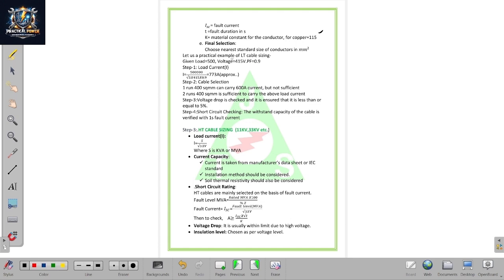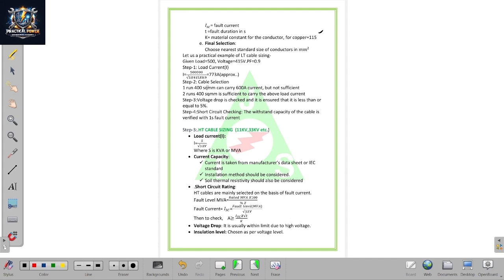Let us practically see a specific example for LT cable. Suppose the given load is 500 kilowatt and the voltage is 415 volt, and suppose the power factor is 0.9. In that case, first we have to find the load current. Here I is equal to 500 into 10 to the 3 divided by root 3 into 415 into 0.9, that is approximately 773 ampere.